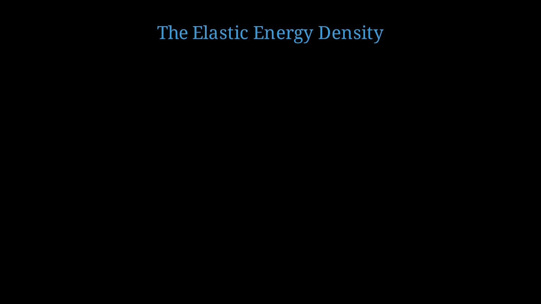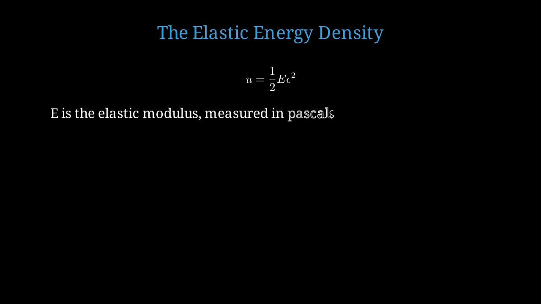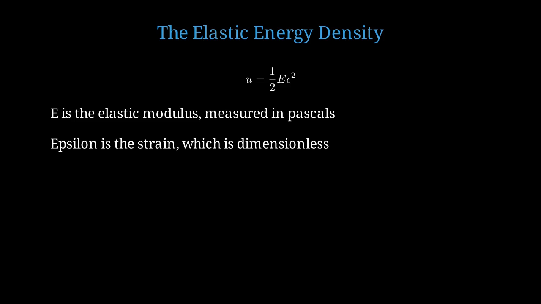Let's derive the elastic energy stored in a strained film. This is fundamental to understanding the paradox. The elastic energy density U equals 1/2 times the elastic modulus E times the strain epsilon squared. This is the energy per unit volume stored in the material. E is the elastic modulus, which measures the stiffness of the material. For silicon, E is about 170 gigapascals. For polymers, it might be just a few gigapascals. Epsilon is the strain, which is the fractional change in length. It's dimensionless. A strain of 0.01 means 1% deformation.